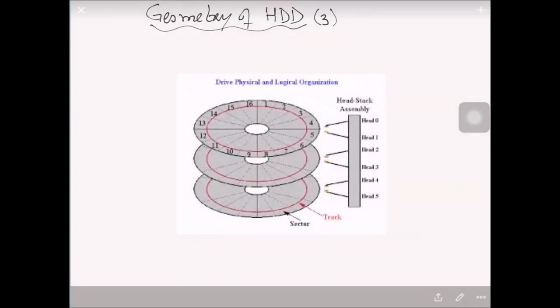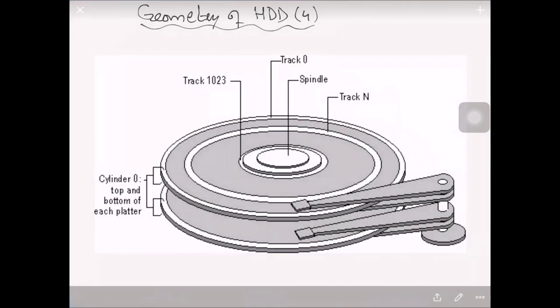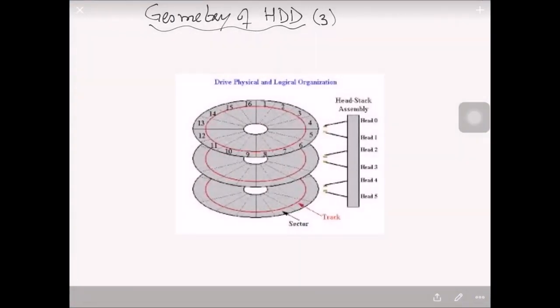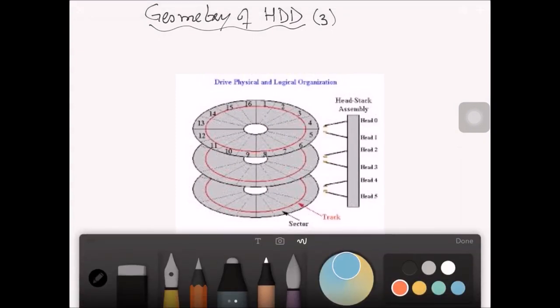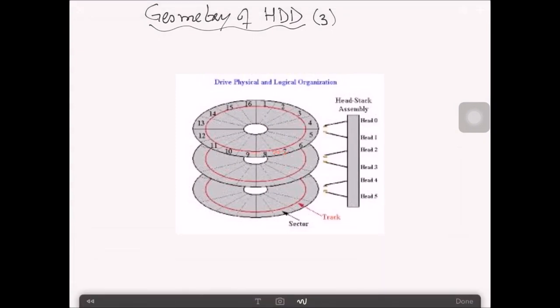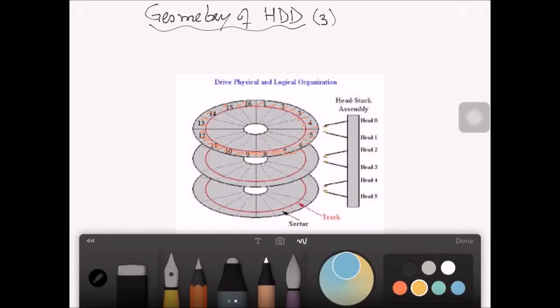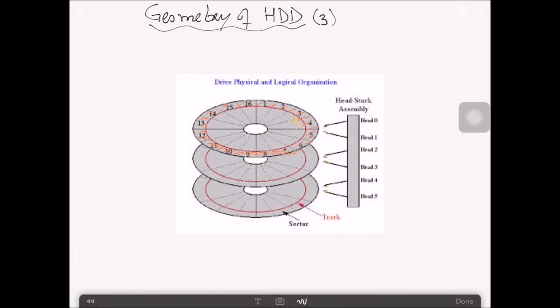Let me show you another diagram. So this is one track, the outer track, which I am shading right now. And this track has a lot of sectors on it, you can see. Normally there are 63 sectors on a track. After this track, there will be another track inside. And after this track, there will be another track inside, and so on and so forth.